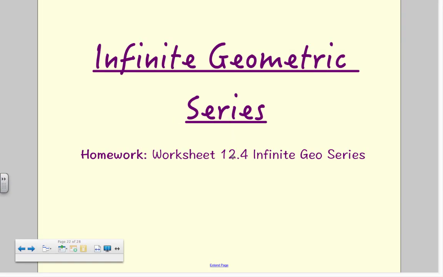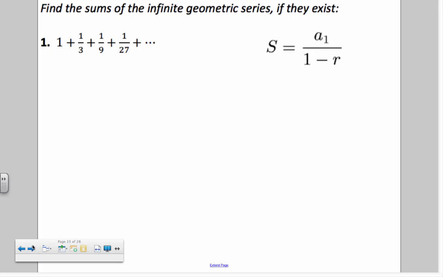So the last lesson in this unit is on infinite geometric series. This is from your worksheet 12.4, infinite geometric series. So let's take a look. An infinite geometric series has no end. We're adding up all terms, and it's an infinite series, so there are an infinite amount of terms.